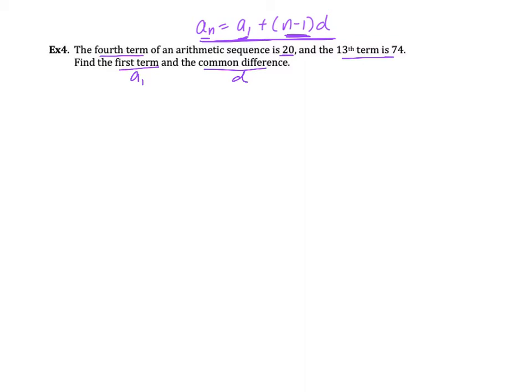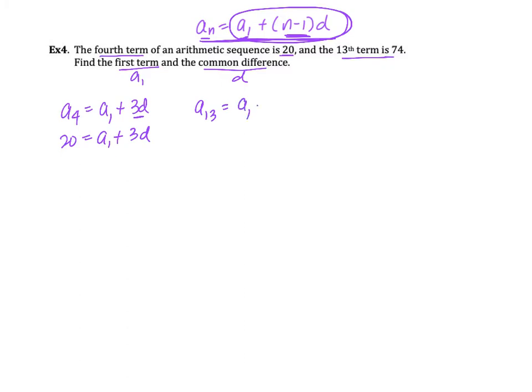What we do know is that if we have a fourth term, we can get the fourth term in terms of a sub 1 and d. If we take the fourth term, we take a sub 1 and add 3 common differences to it according to this formula up here. So now I can just substitute in the number 20. 20 equals the first term plus 3 common differences. For the 13th term, we can take the first term and add 12 common differences. Again, because of this formula, we have 1 less common difference than the number of the term. Well, the 13th term is 74, so I get a sub 1 plus 12d equals 74.